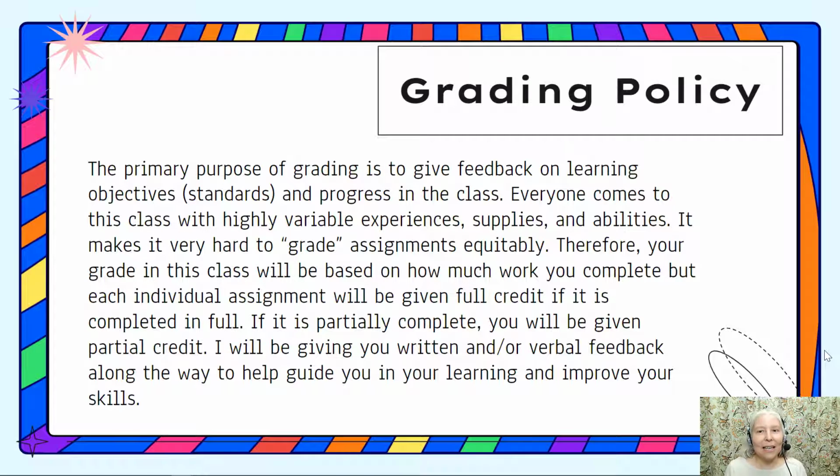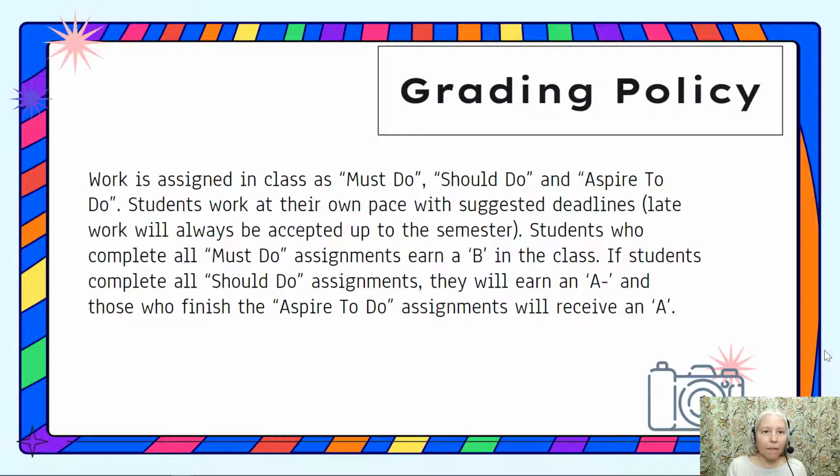Grading policy. Everyone comes to photography with a different level of skills. Some students have no experience, some students have lots of experience. Therefore, I grade people based on how much work they complete. So if an assignment is completed, they get full credit. If an assignment is partially completed, then they can receive partial credit.